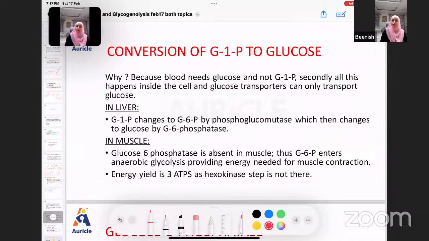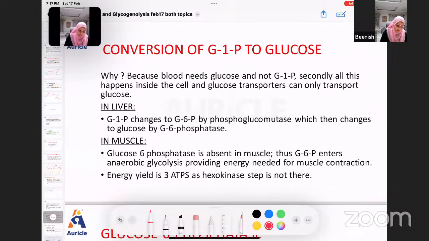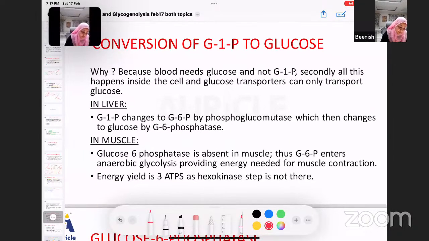Up till here, in liver and in muscle it was the same. Glycogenolysis up to this step was the same in the liver and the muscle, but from now on there's a difference. We'll see what the difference is. And why do you need to convert glucose 1-phosphate to glucose? Because blood needs glucose and not glucose 1-phosphate.